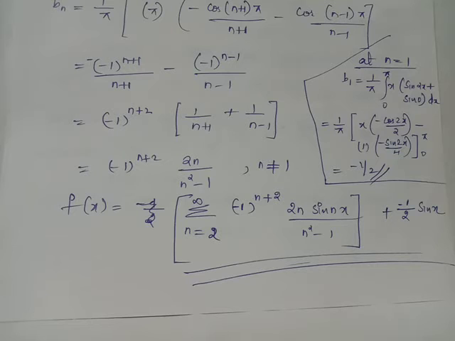When we take minus 1 the whole raised to n plus 2 common from outside both terms, we have bn equals minus 1 the whole raised to n plus 2 multiplied by 1 by n plus 1 plus 1 by n minus 1. On taking the LCM inside the square bracket, we will get it as 2n divided by n square minus 1, and this term is valid whenever n is not equal to 1. Now let us find out bn when n equals 1.